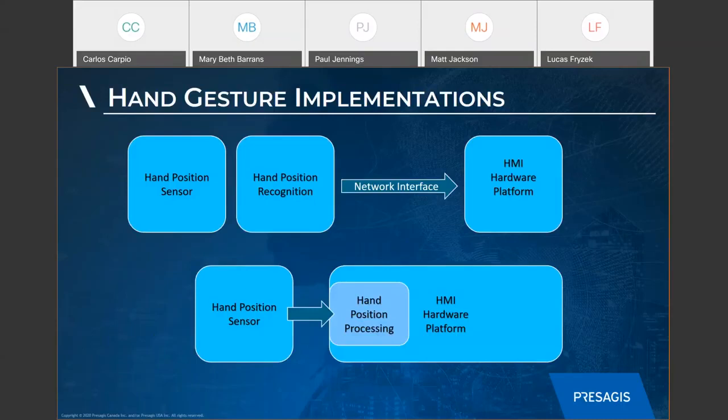You have some form of position sensor for hand position, some form of position recognition or processing, and then once it's recognized, you give point data or location data to your HMI. Now, this could be over a network interface or some other connection if it's two discrete systems, or if you're using a single processing unit, it could be a sensor connected to an HMI platform with some code running in there for the hand position processing.